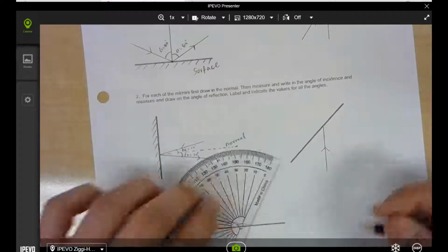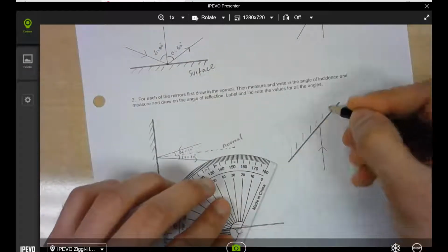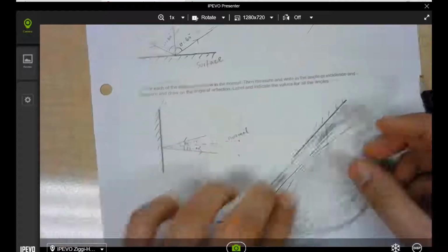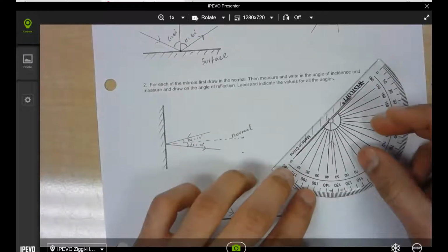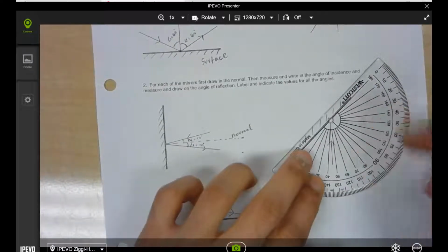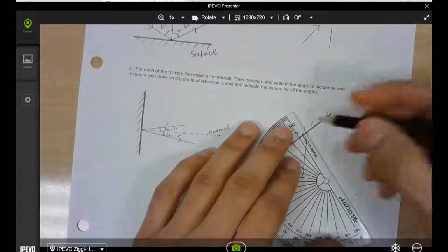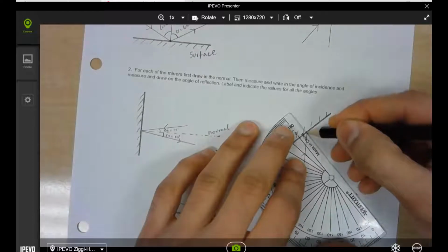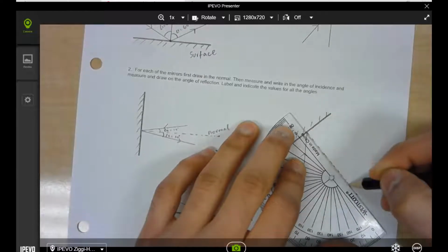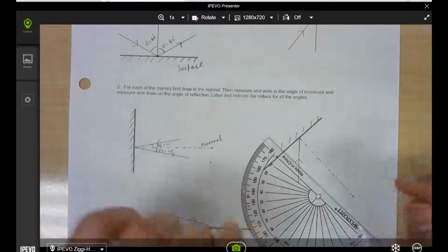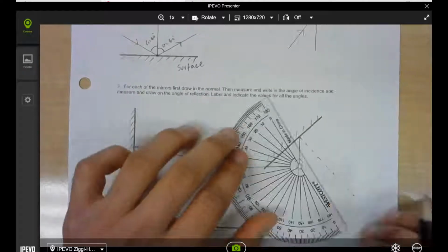It's the same. Even if the line is slanting, you still have the surface of the mirror. You align your protractor along the surface of the mirror, and you still draw your 90 degree the same way. So your normal will look slanting as well. That's not weird. That's normal. Haha. Get it? Okay. That's your normal.